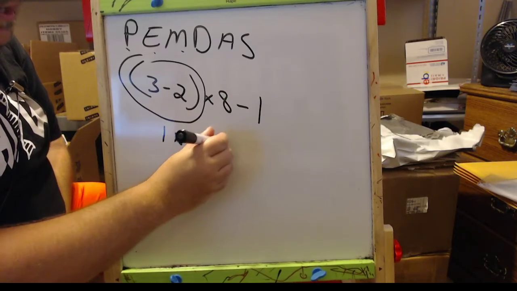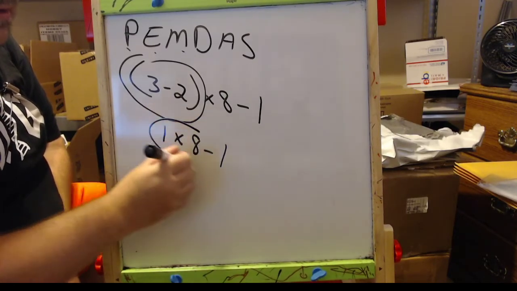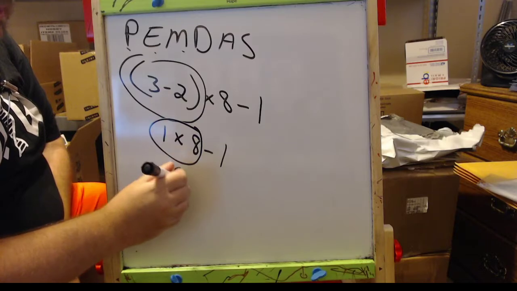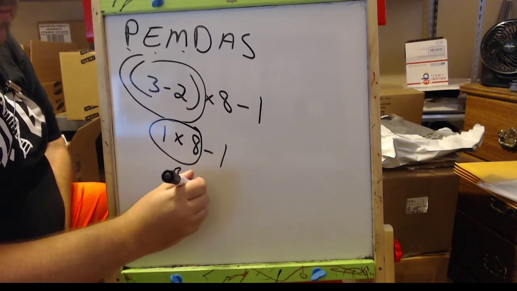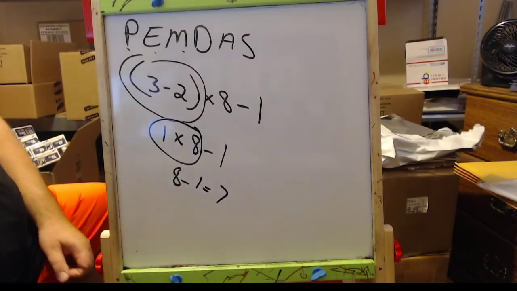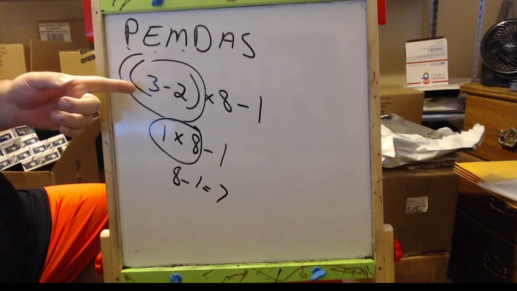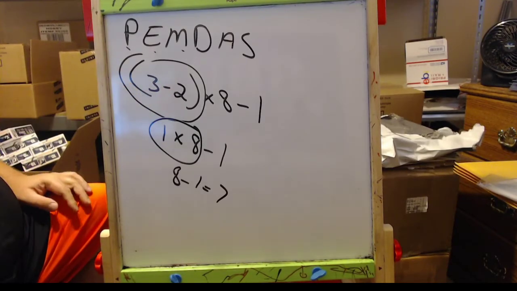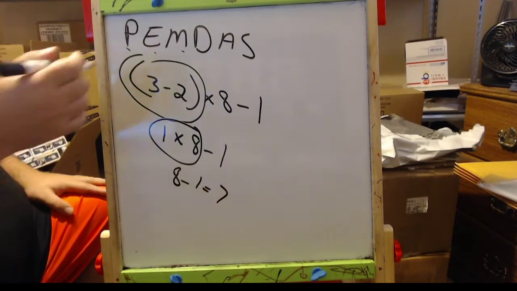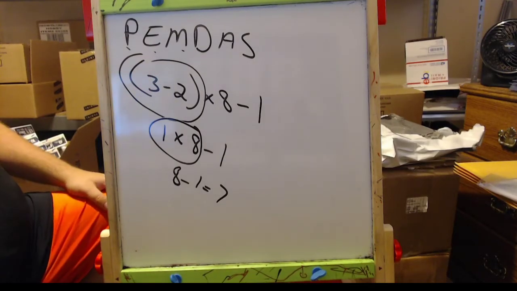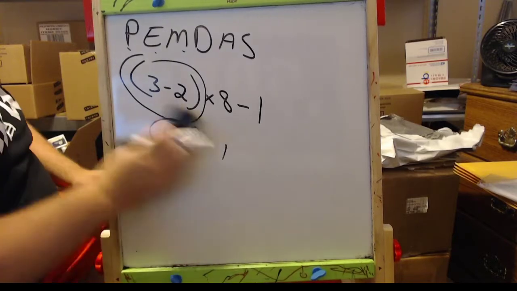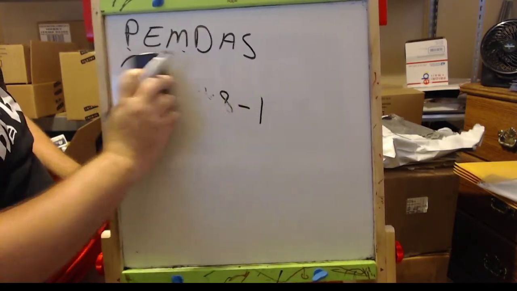Then times 8 minus 1. Now we do this next, because this is the multiplication, so we'd have 1 times 8, which is 8 minus 1, and our answer would be 7. So even though this is adding and subtracting, because the parentheses are there, the last problem there were no parentheses, but because the parentheses are there, we would do the subtraction first.